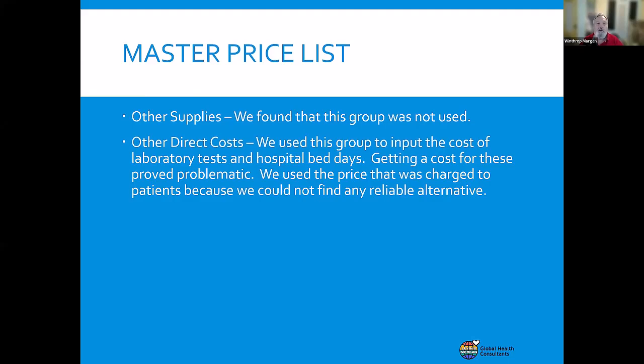And the other direct costs, when we're putting that in, we're using that for laboratory tests and for hospital bed days. Because when we tried to break down all the items and units that were required for a laboratory test, we found that to be almost impossible. Because you have these reagents, you have this equipment, you have that equipment. So what we did is we went to the hospital administrator or to the administrator in the health clinic, and we got from them the average cost of doing a laboratory test.